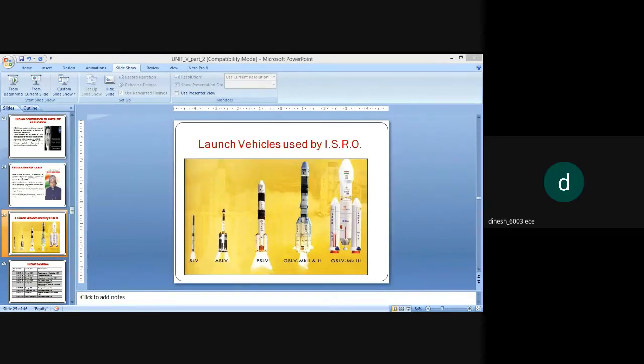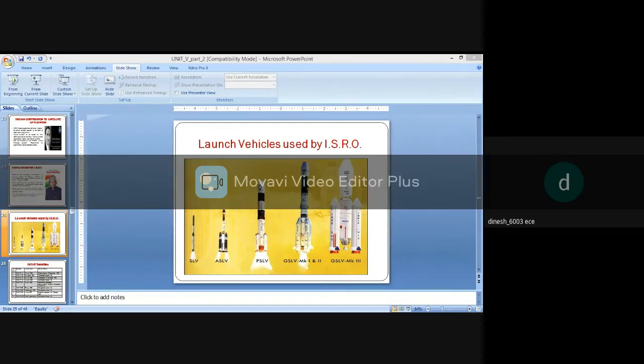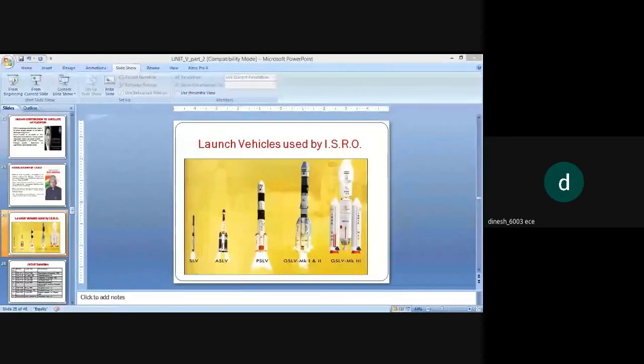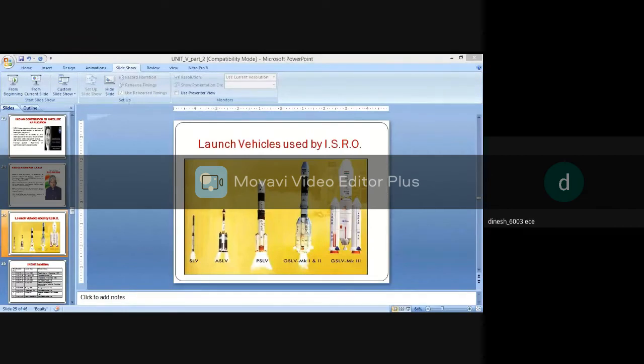INSAT 2E, launched on April 3, 1999, is still in service. INSAT 3A, launched on 10 April 2003, in service. INSAT 3B, launched on 22 May 2000, is in service. INSAT 3C, launched on 24 January 2002, is in service. Kalpana 1, 12 September 2002, is still in service.